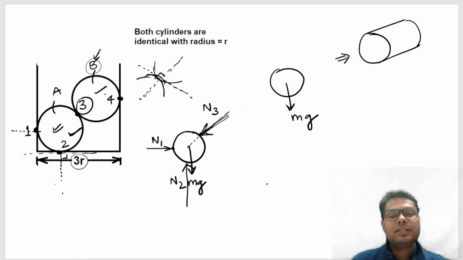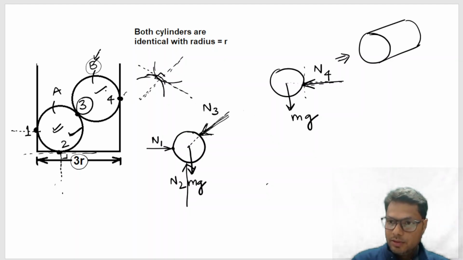So this cylinder will experience the normal reaction from 2 points because it is making 2 points of contact. How will the contact reaction act at this point 4? The contact reaction will be acting like this. This is the normal to the common surface of contact. The common surface of contact will be like this and the normal line will be like this. So it will experience a force N4 like this. Similarly, this cylinder B will experience a push force from cylinder A at point 3.